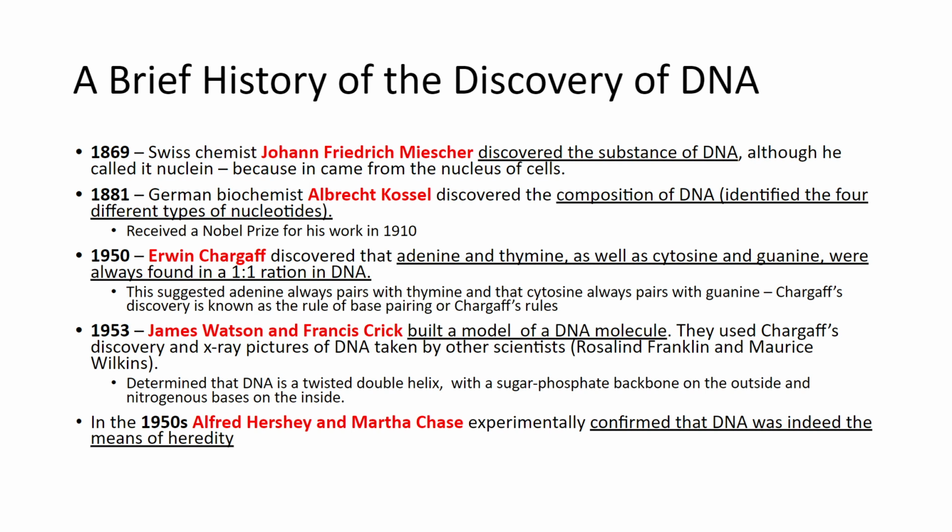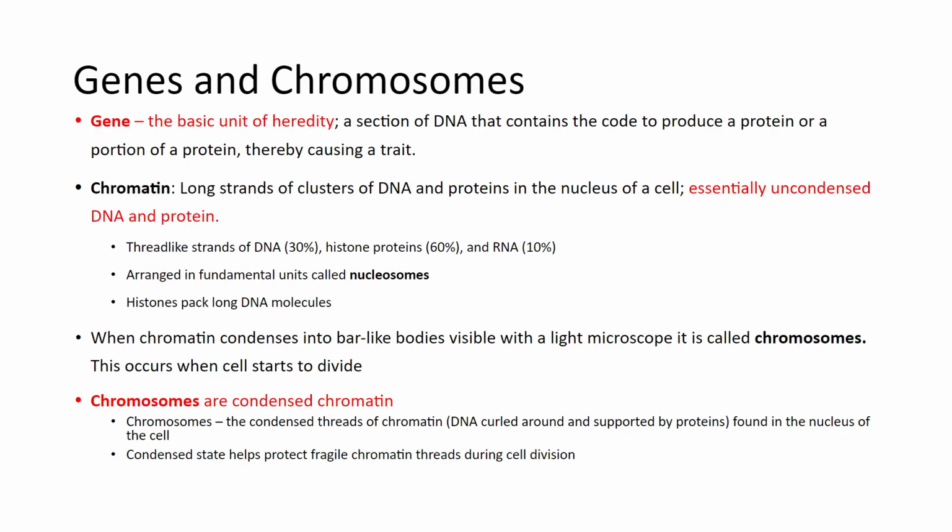In the 1950s, Alfred Hershey and Martha Chase did plenty of experiments that were trying to confirm that DNA was indeed the means of heredity, because we really weren't sure until the later 1950s or later in the 1900s whether or not DNA or proteins was what was being inherited by offspring. We were unsure. So that was also a pivotal discovery in DNA and looking at nucleic acids. So DNA was, in the 1950s, confirmed as the means of heredity, what was being passed down to offspring.